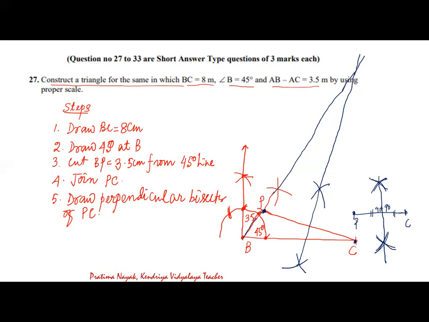Join this and produce it to cut the previous 45-degree line. The 45-degree line was going like this. It will cut at A. Then you join your AC. So ABC is the triangle.